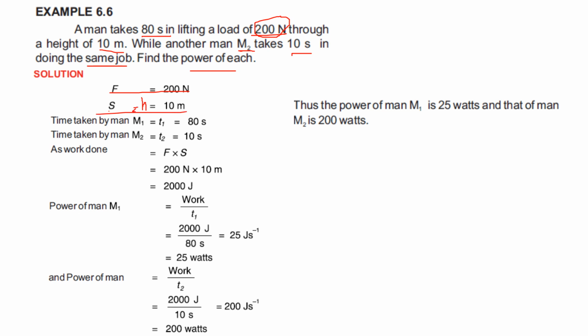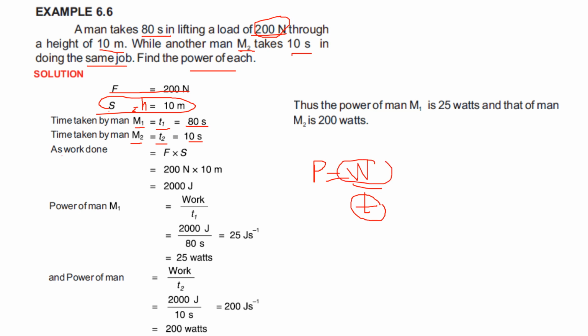The first one, M1, takes 80 seconds to perform this work, lifting a load, so we represent that with T1. And the other man, M2, takes 10 seconds to complete the same task, which we represent with T2. Now for the power, power is equal to W by T. It means first we have to calculate the power in both cases. We know the two times, but the work is unknown. First of all, we have to calculate the work.